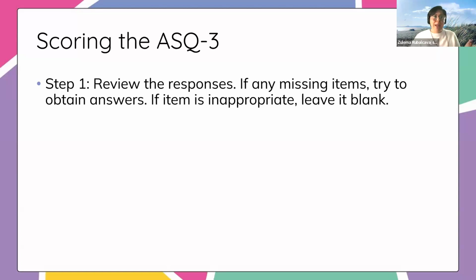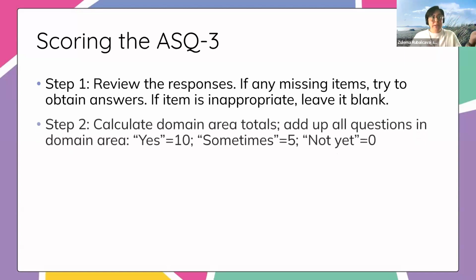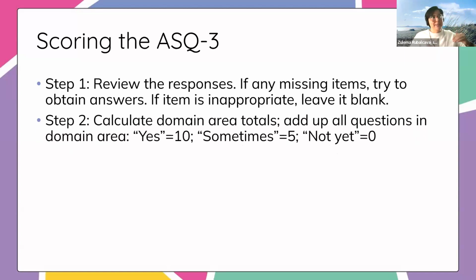So if there's missing items, go back. If a family tells you, you know what, this question is not appropriate for my cultural beliefs or for my family's beliefs, then great, leave it blank. Then we're going to add up all of the responses in each of those areas or domains, right? Anytime a family answers yes, you're going to give it 10 points, sometimes get 5 points, not yet get 0.